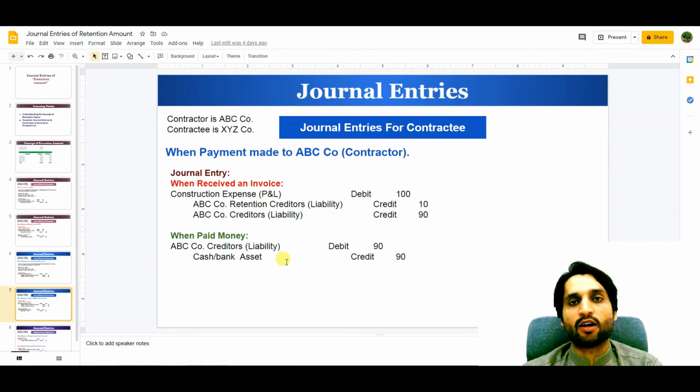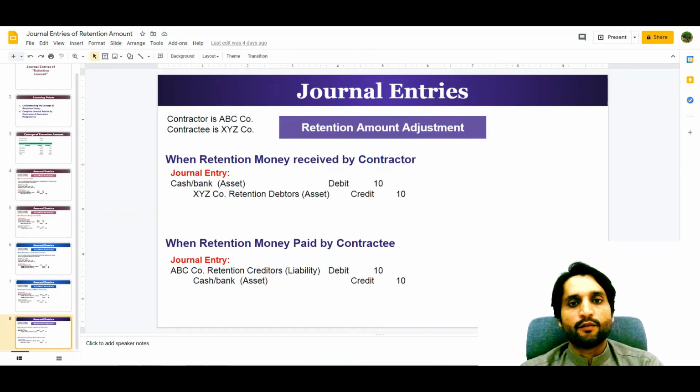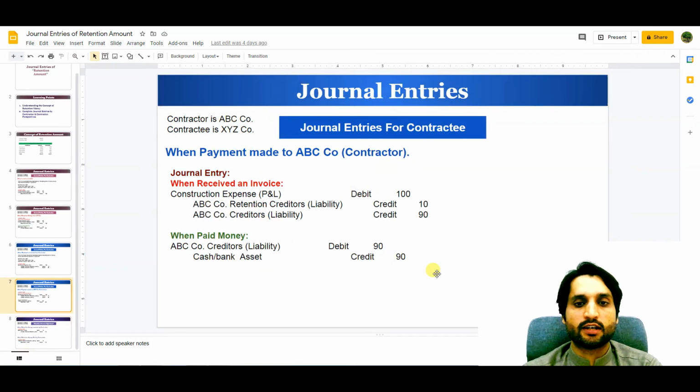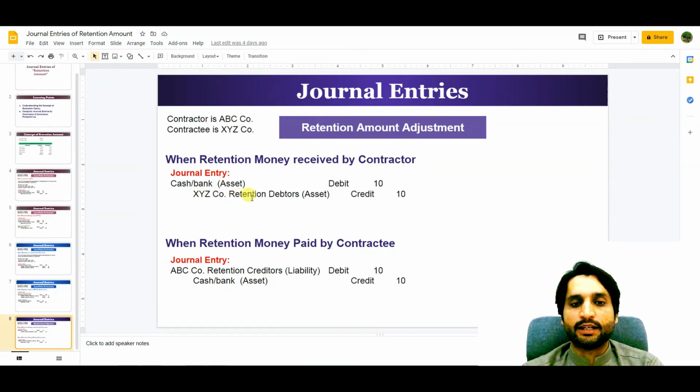Actually, every time a contractor submits an invoice to the contractee, there will be a retention amount from that invoice. Now, at the end, we need to see the retention amount adjustment. When retention money is received by the contractor, the journal entry will be his cash or bank increased with $10, the retention amount which was $10 here, and XYZ company retentions debtor account will be credited.